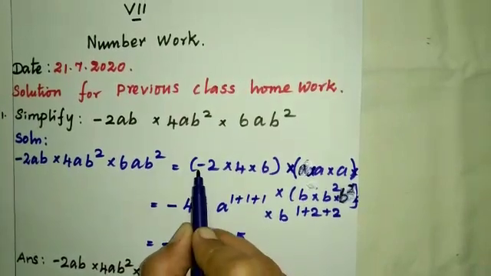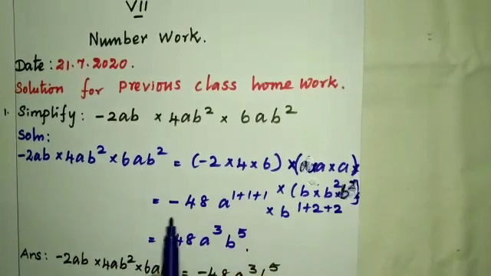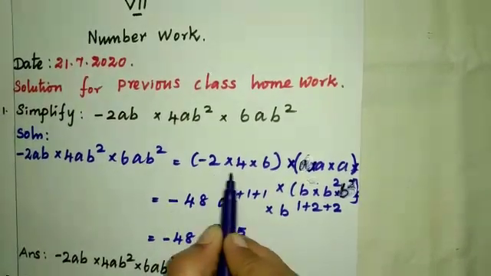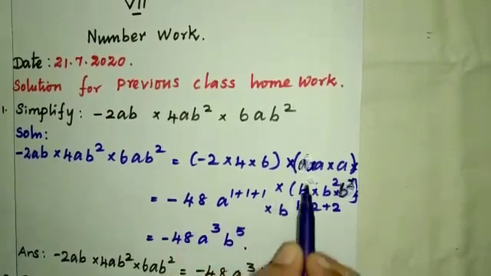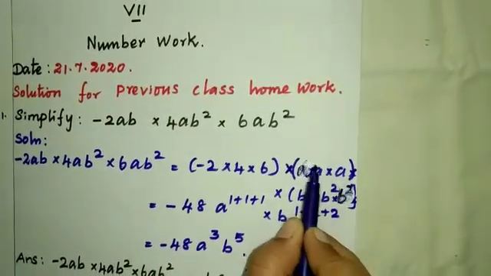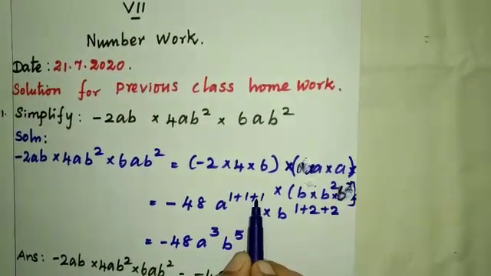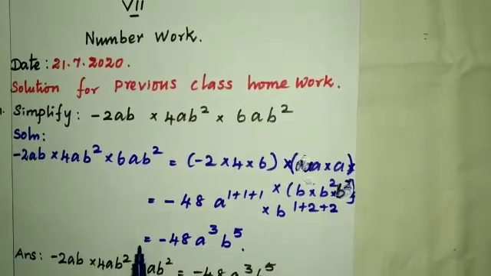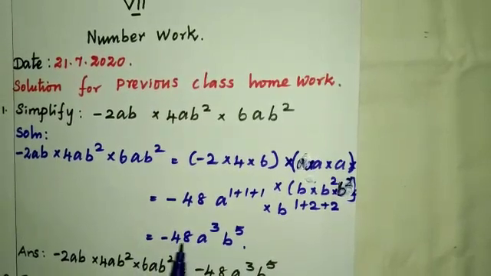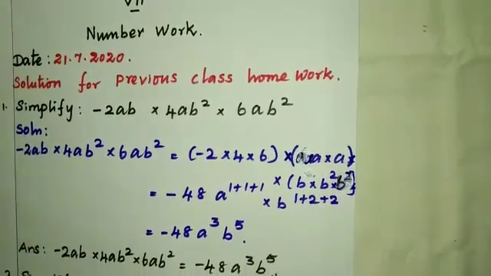First multiply the sign. Here minus into plus, minus. Again minus into minus, minus. 4 2s are 8, 8 6s are 48. Here bases are equal, so you have to add the powers. So a power 1 plus 1 plus 1. Next b power 1 plus 2 plus 2, which is equal to minus 48 a power 3 b power 5. This is the answer.